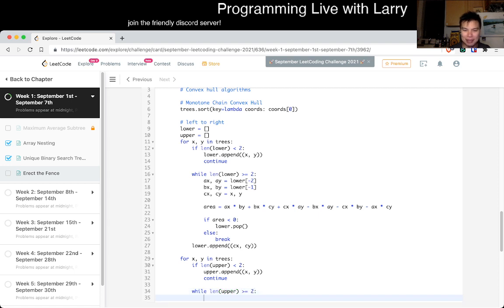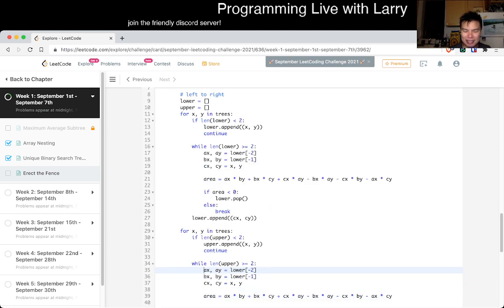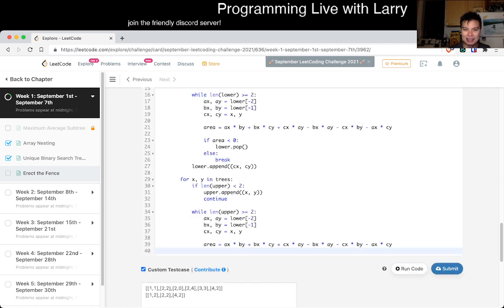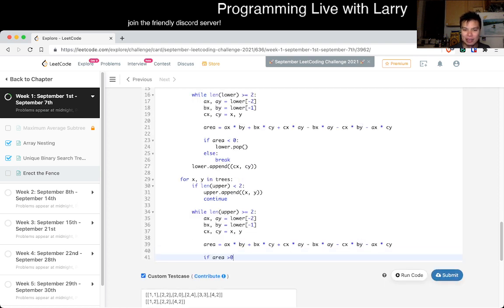Okay, I'm just going to copy and paste this part, which means that I've done something silly. But okay, if I need to do this again, I'll put in a function. How about that? And then in this case, is if area is greater than 0.